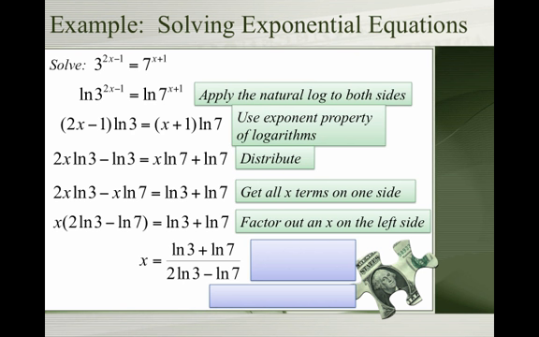And so my exact answer is x equals ln of 3 plus ln of 7, all divided by 2 ln of 3 minus ln of 7. All right, our exact solution. Well, if I plug all that in my calculator, I'll get my approximate solution as 12.11.